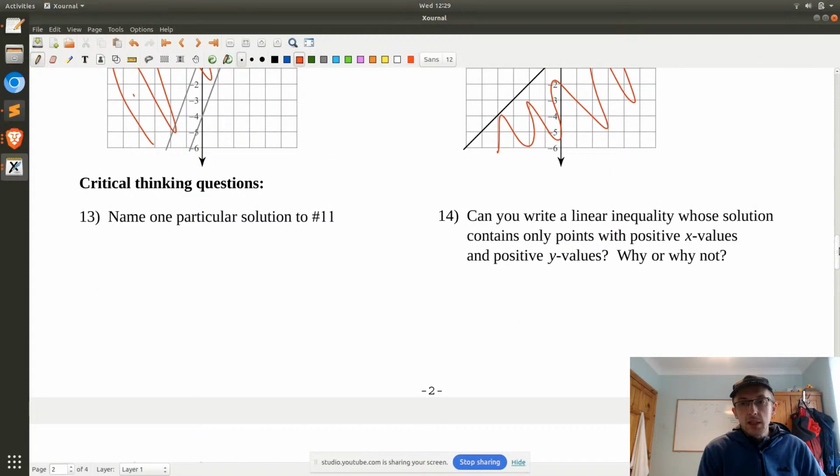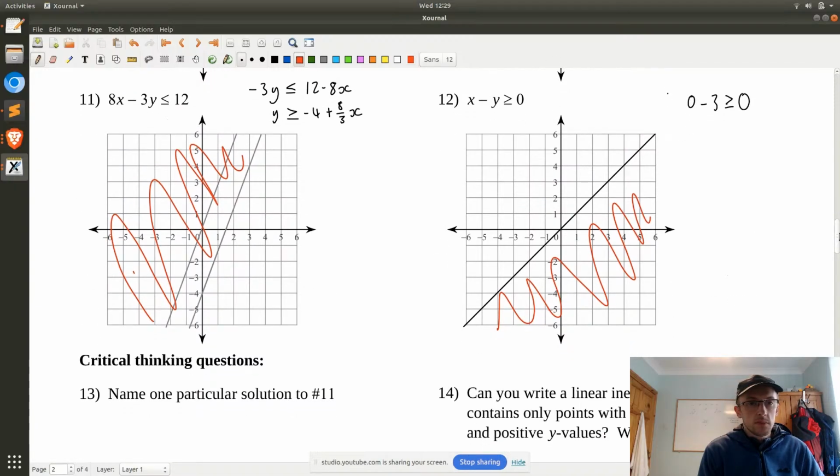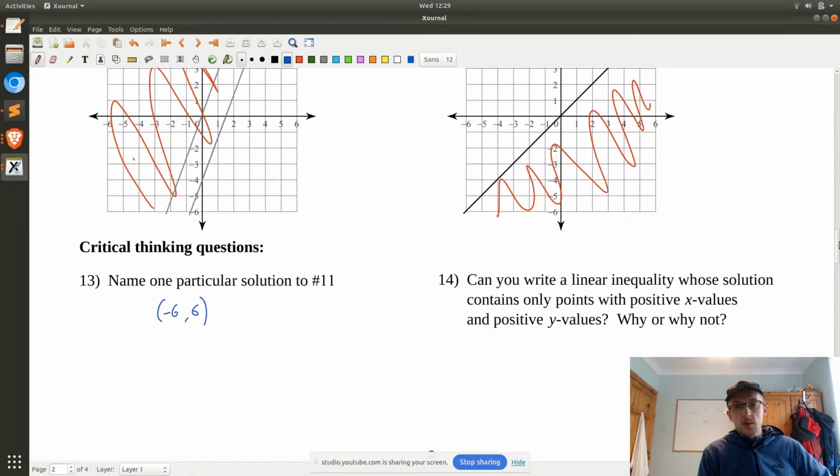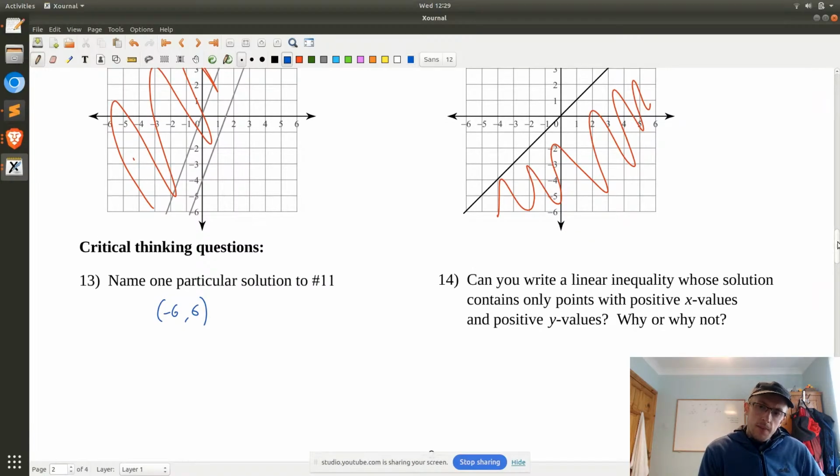Name one particular solution to number 11. Well, all right. Let's say minus 6,6. This guy up here. That's definitely a solution. Can you write a linear inequality whose solutions contain only points with positive x values and positive y values? Why or why not? You cannot, because that would be the first quadrant.